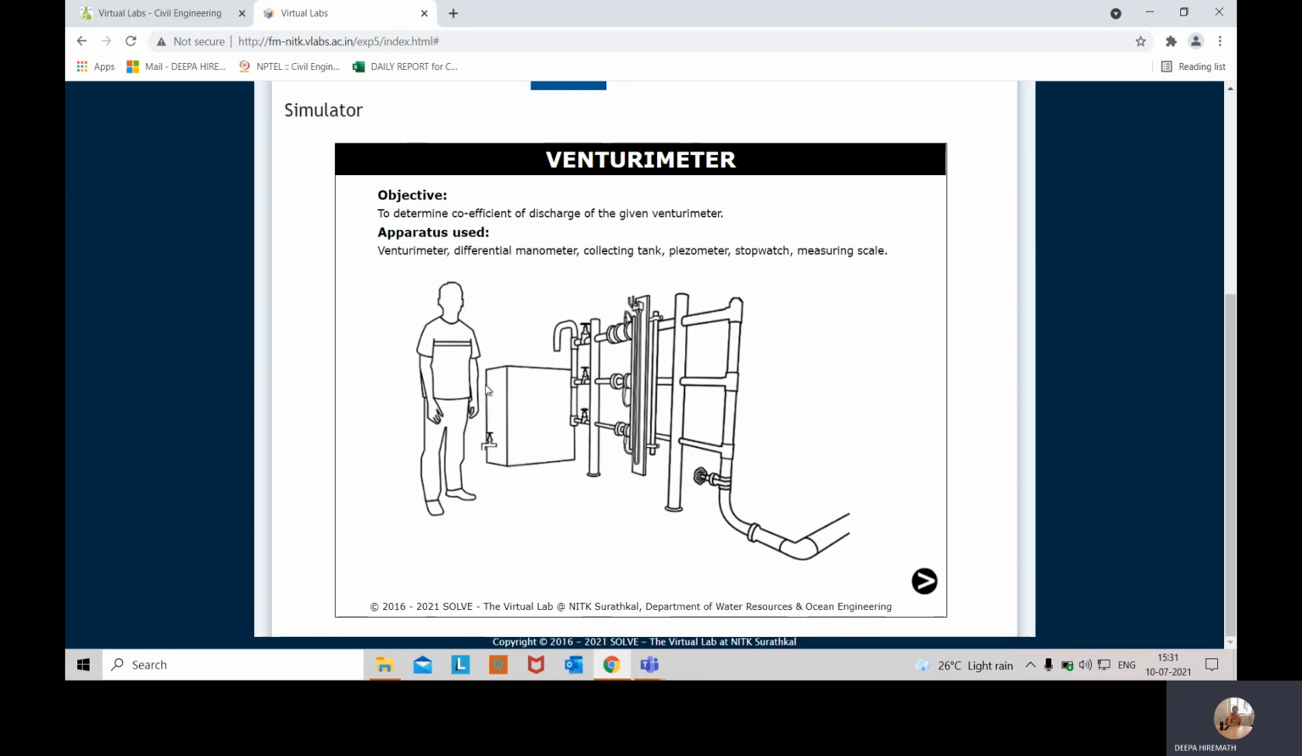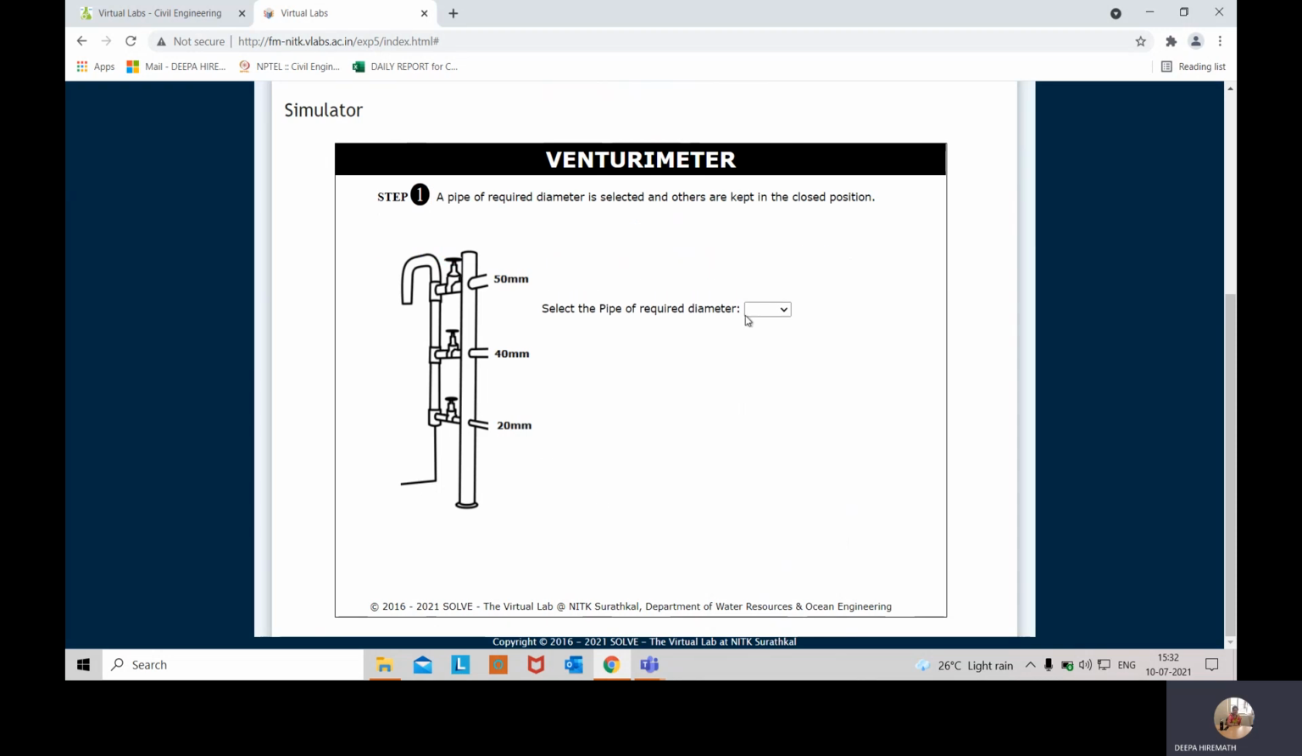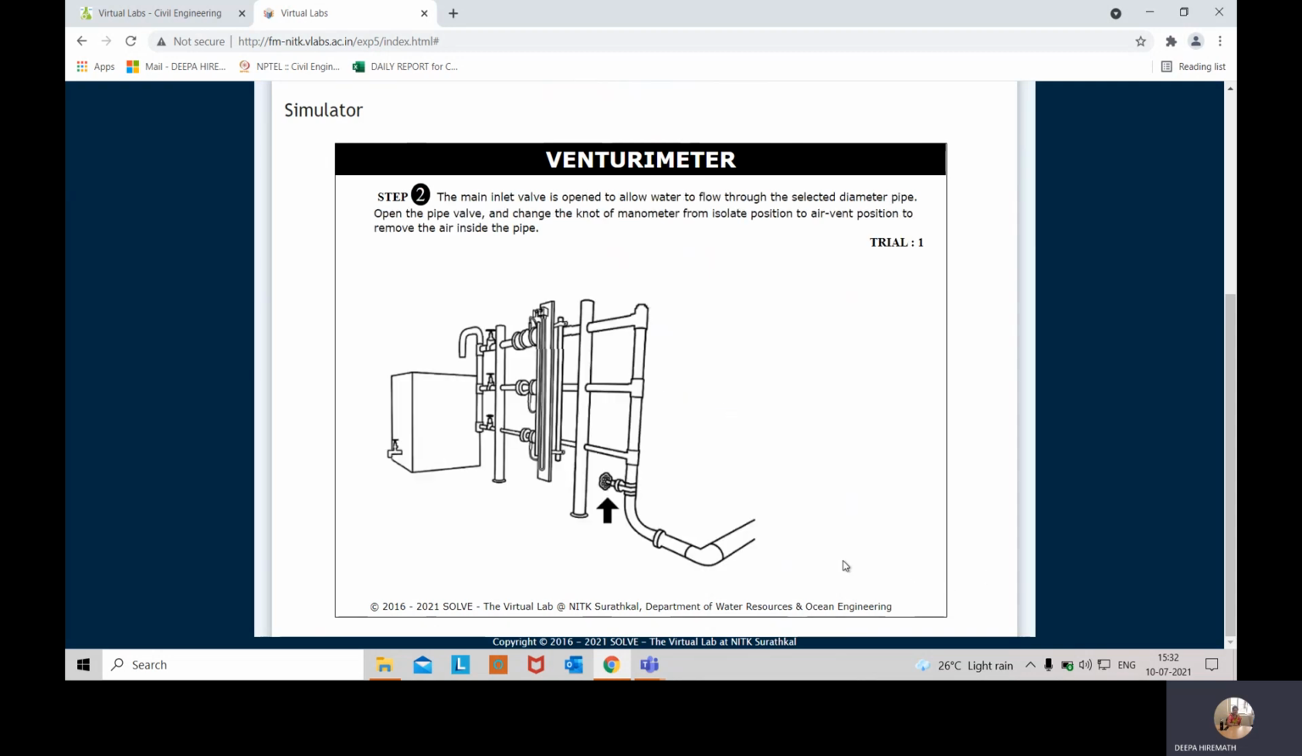So this is the Venturimeter setup, where the different diameter pipes are connected and a valve is given here, and there is a collecting tank also. So now we need to select the pipe of required diameter. Suppose I select 20 mm diameter. So the length of the pipe will be 3 meters.